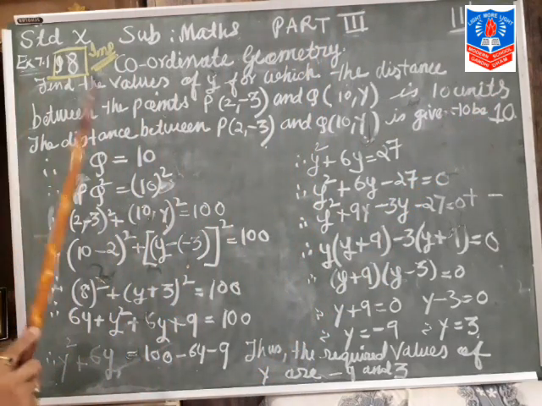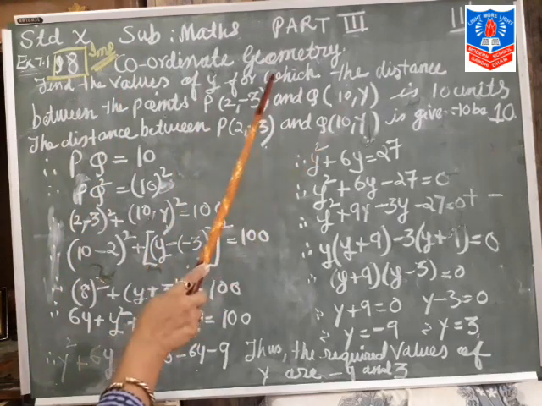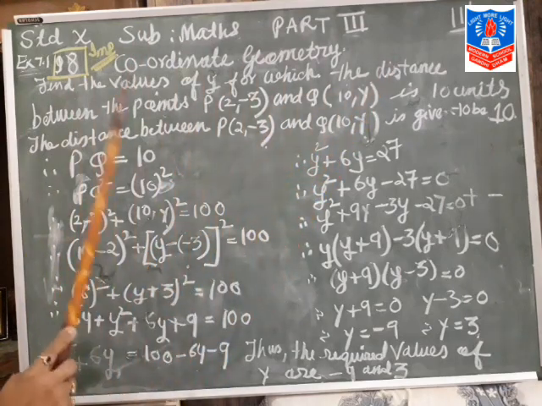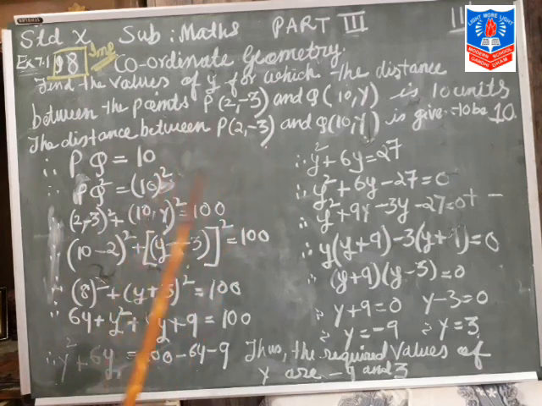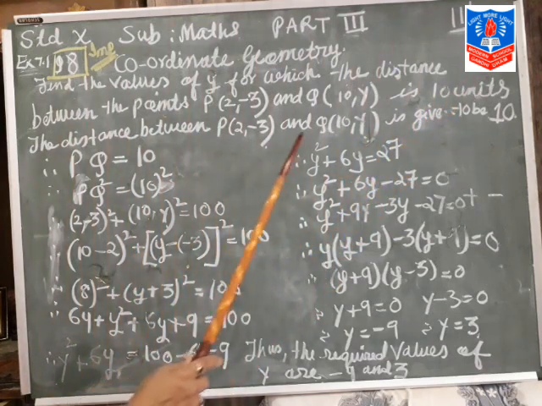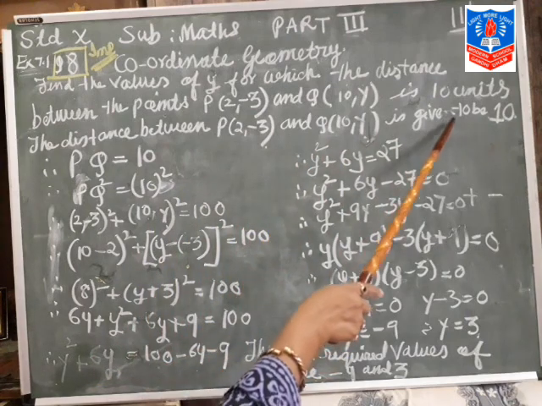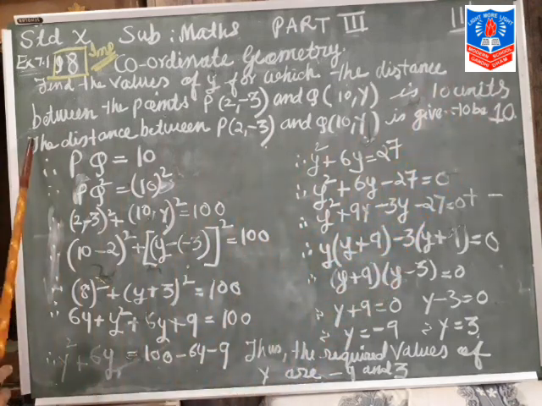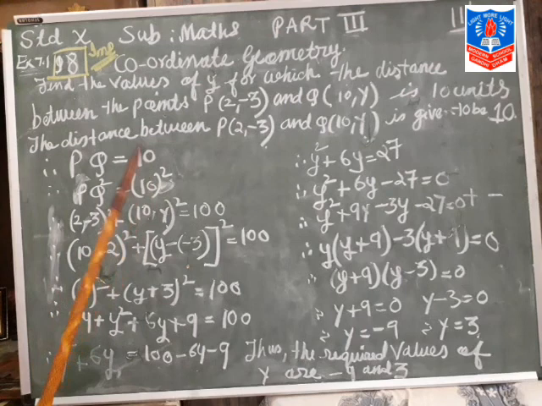Again, find the value of y for which the distance between the points is 10 units. The distance between P and Q is given to be 10. First we will write the solution. We will start from here. Now PQ equals 10, so we can say PQ squared equals 10 squared.